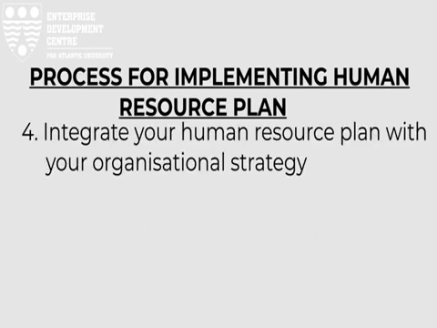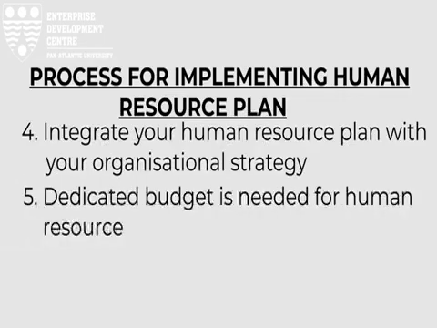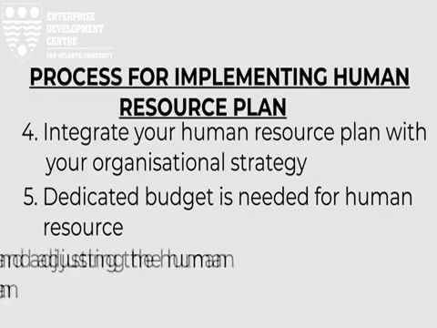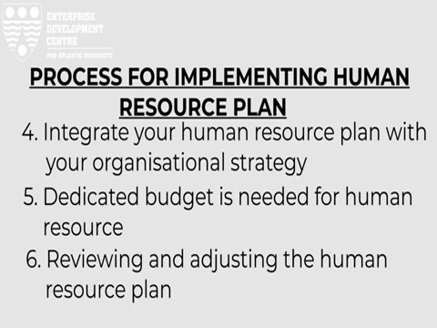In step 4, after you have assessed your current human resources capacity, projected future HR demands, and identified the gaps, then you integrate your human resources plan with your organizational strategy. In step 5, you will see that you need a dedicated budget for HR. This is to cover recruiting, training, or redundancies. And for step 6, it's about reviewing and adjusting the HR plan. Those are the 6 steps involved in the HR planning process.